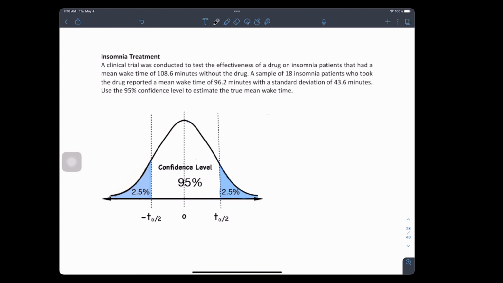Okay, in a clinical trial, to test the effectiveness of a drug on insomnia patients, now let's just read this. We want to read.